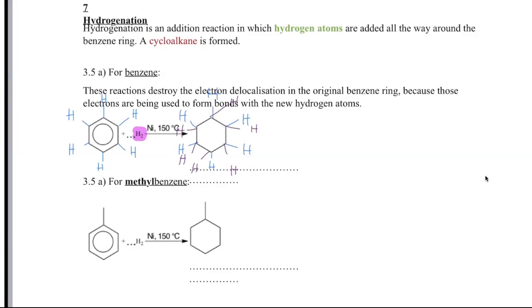Okay, so this product is called cyclohexane. It is no longer an arene functional group. Okay, it is now an alkane. It is a cycloalkane. That's why you see the name ending with "ane", just like your normal alkane.